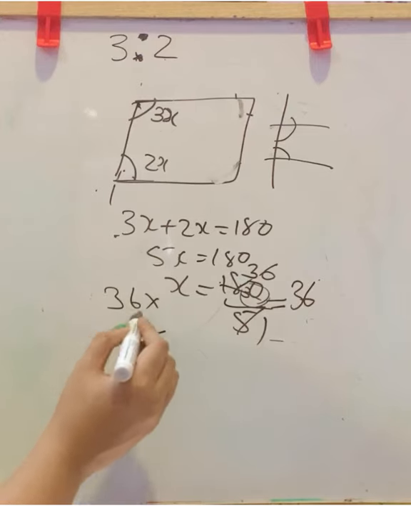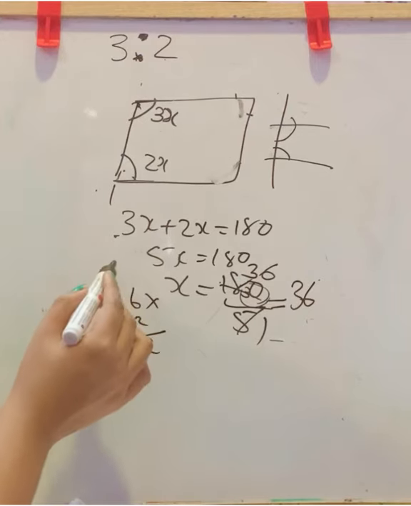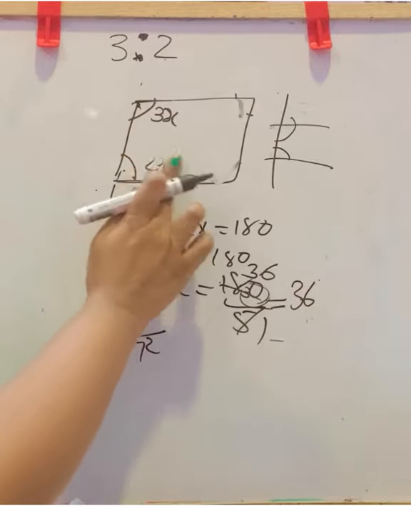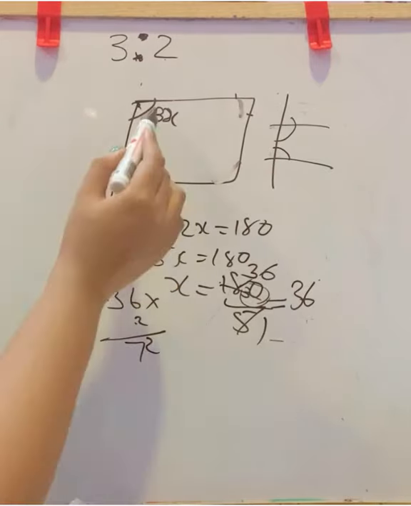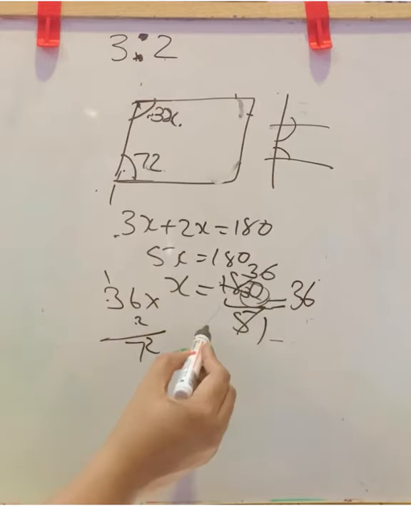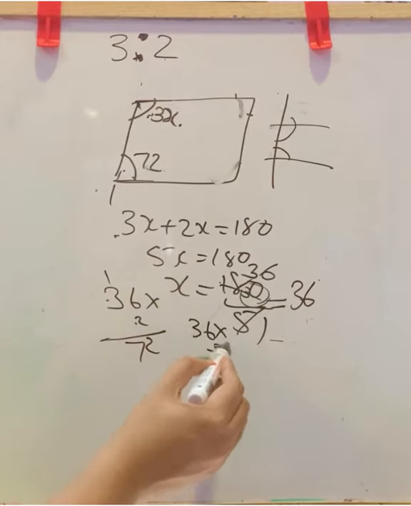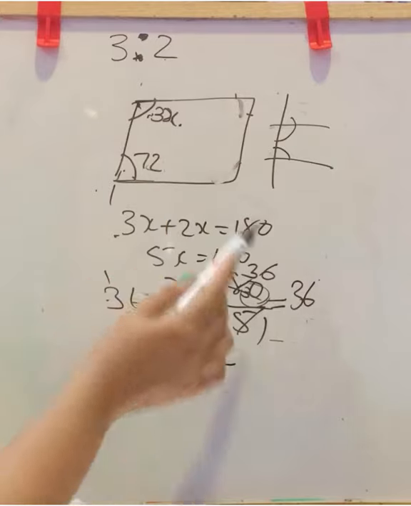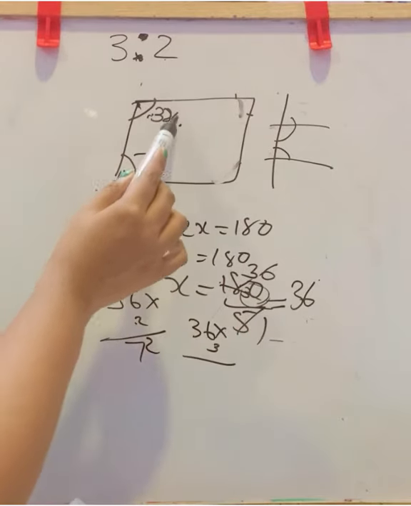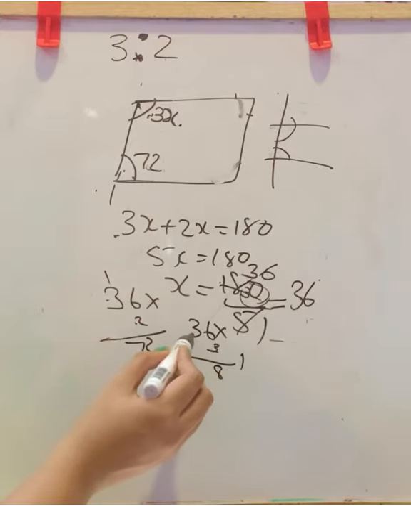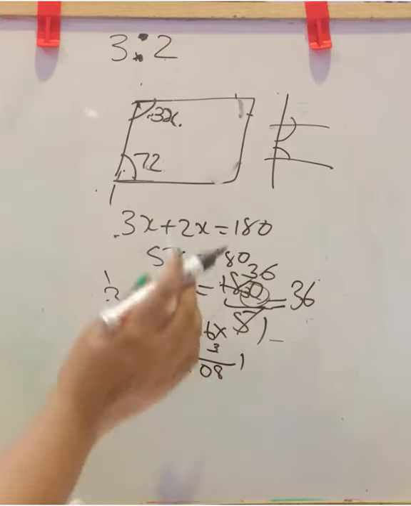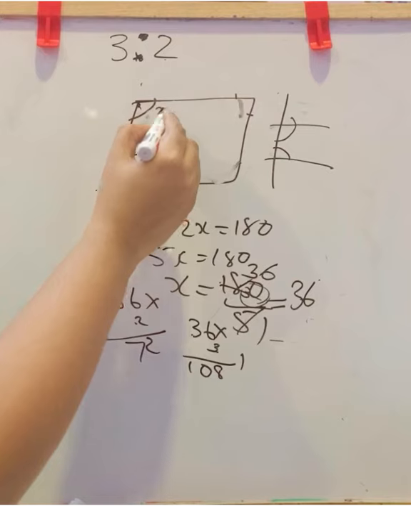So this angle will be 2 into 36. 6 twos are 12. 3 twos are 6 plus 1 is 7. This angle will be 72. Now this angle will be 3 into 36. 3x means 3 into x. X is 36. 6 threes are 18. Balance 1. 3 threes are 9, plus 1 is 10. So this angle is 108.